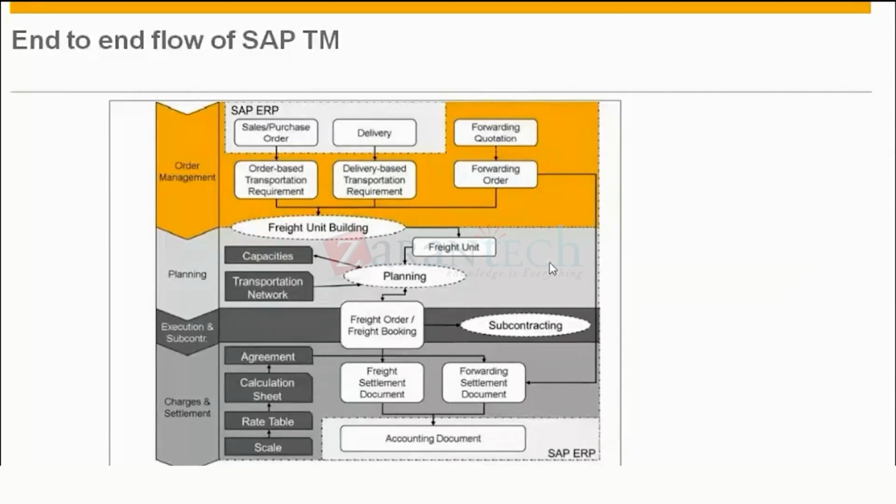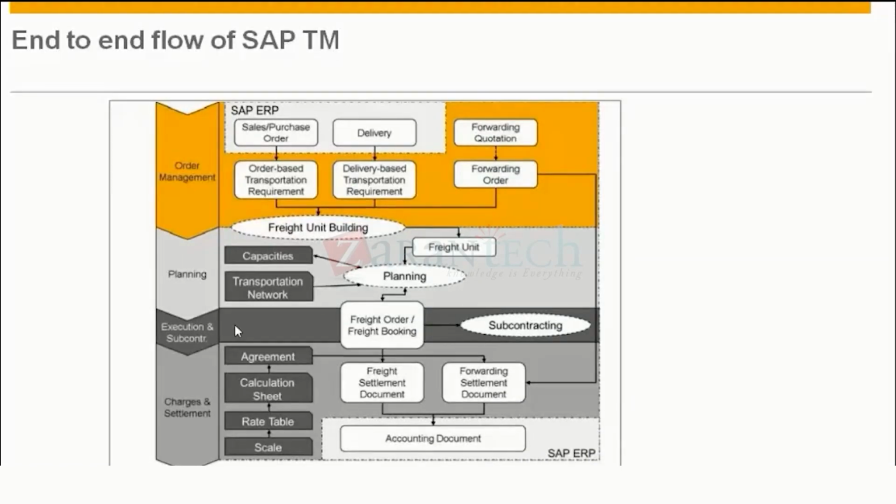So manual planning means basically interactive planning, and automatic planning means it's planning done by the optimizer. The optimizer is an engine which does the planning for you. So either you can adopt a manual process or you can use the optimizer to do the planning on your behalf. But irrespective of whatever planning you want to do, the ultimate objective of planning is to create your shipment document, which in TM we call a freight order and freight booking.